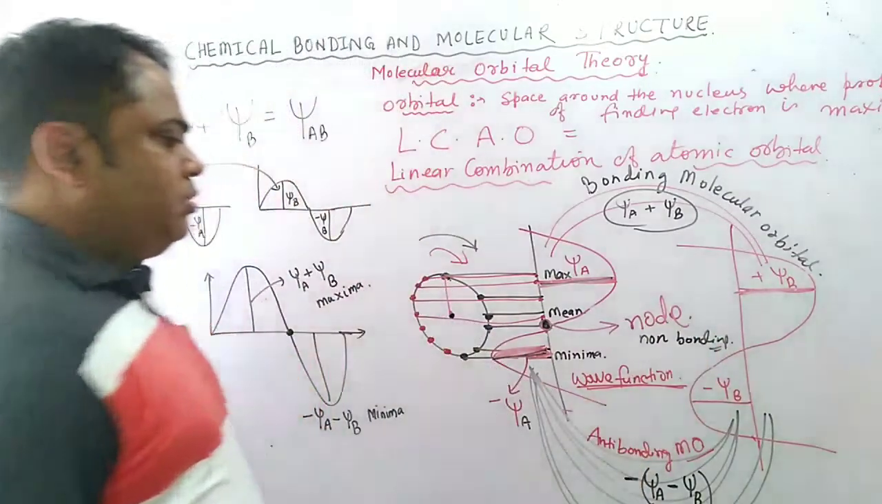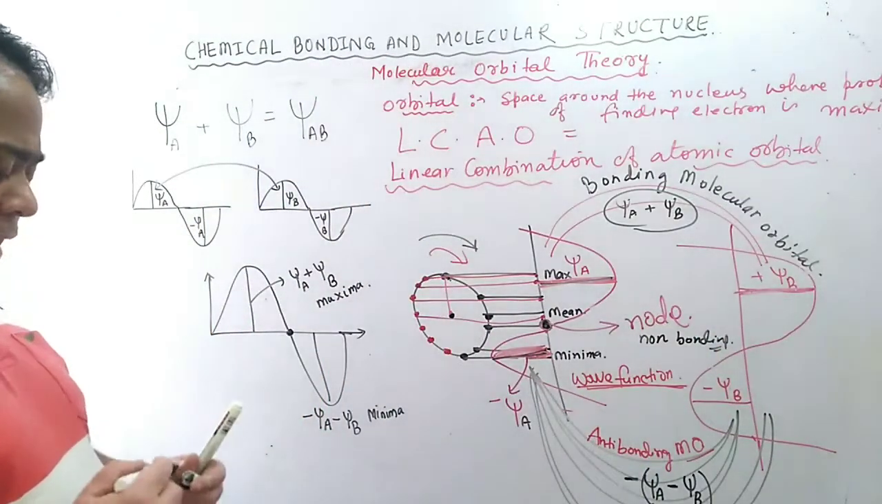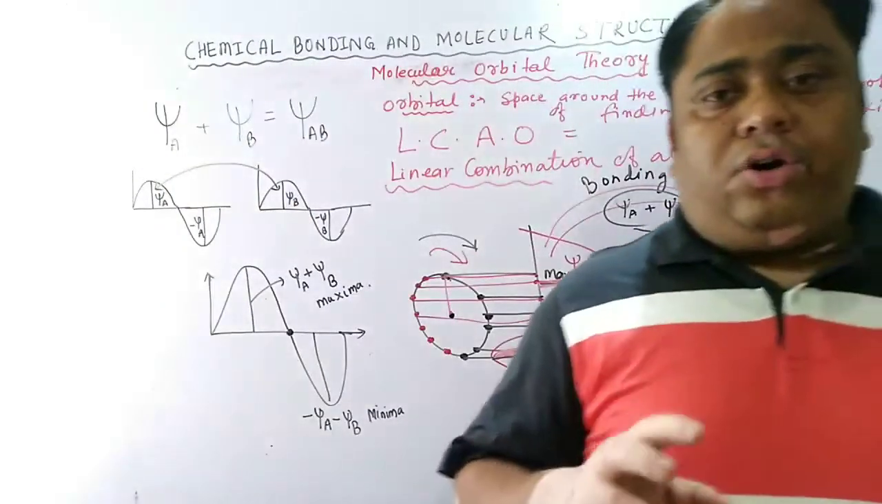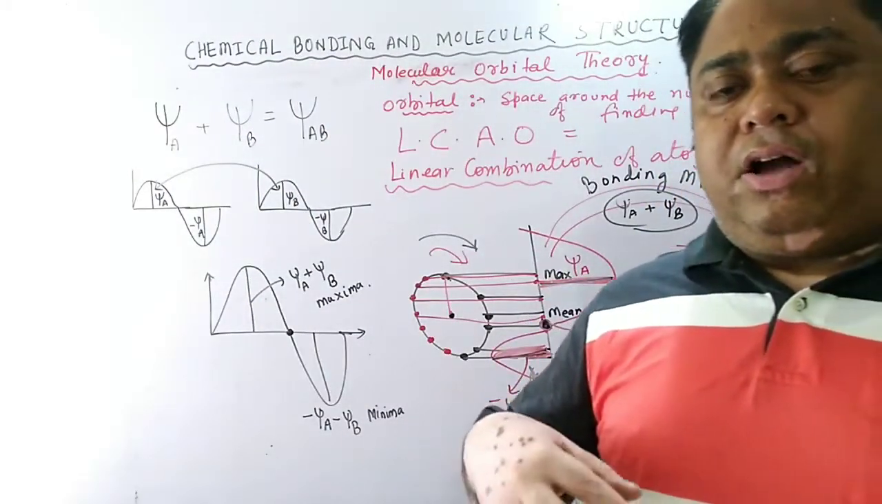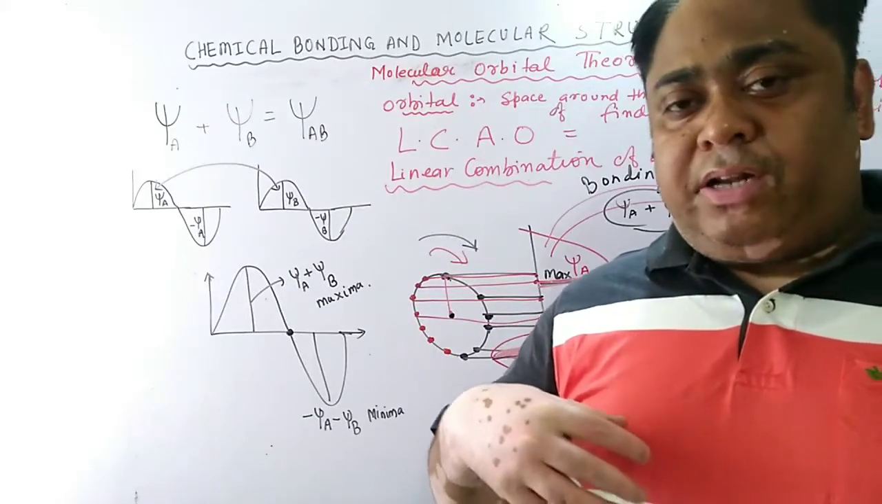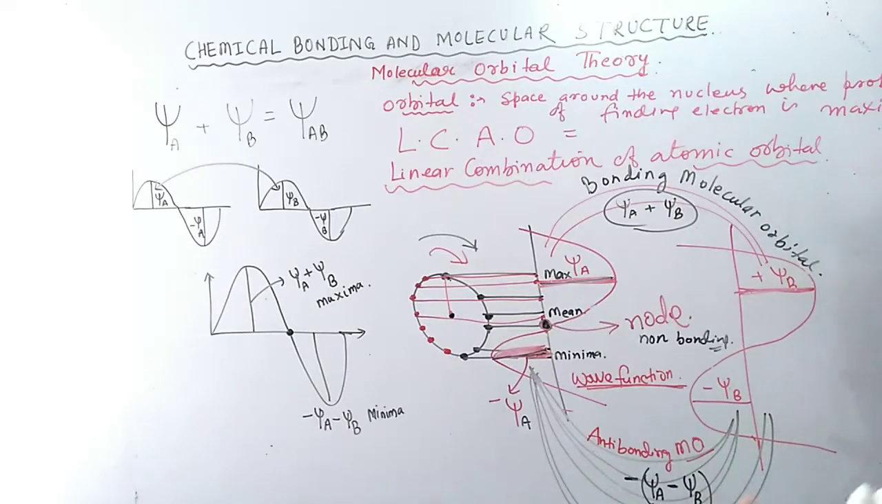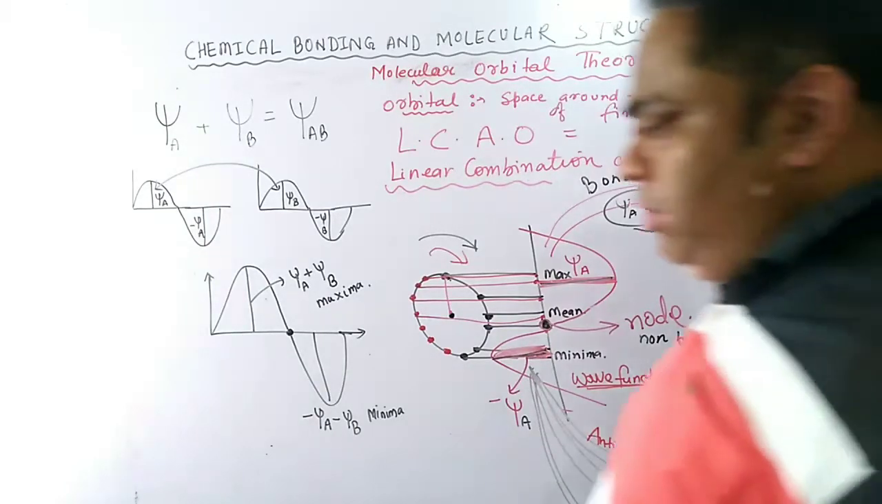So this was the analogical way of understanding the particle nature of the electron in an orbital, and how it is represented in terms of waves. That is it, for this much it is okay. Now we will see how to prepare the molecular orbital, writing down the molecular orbital.